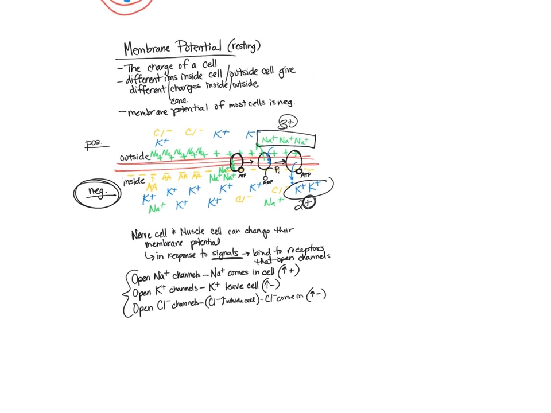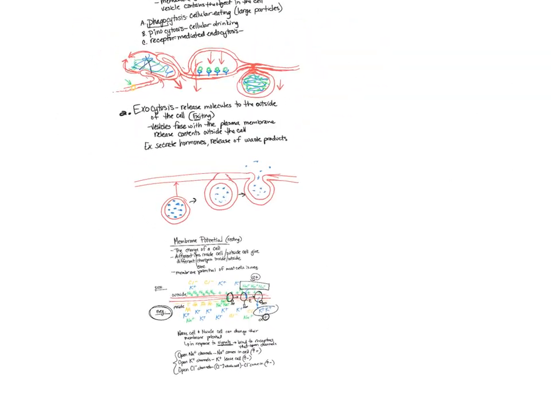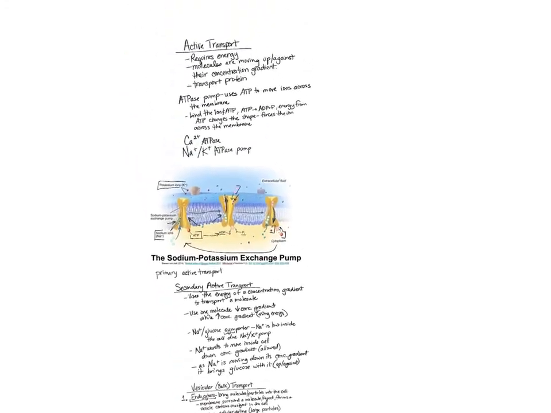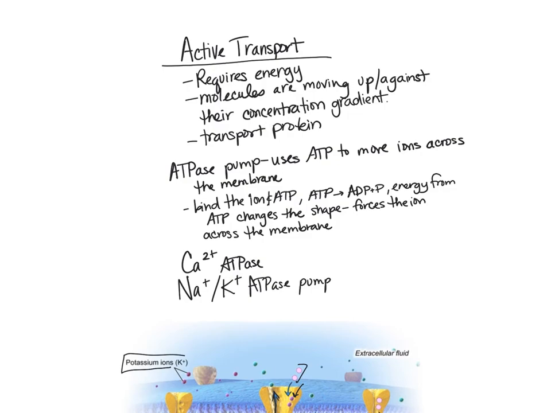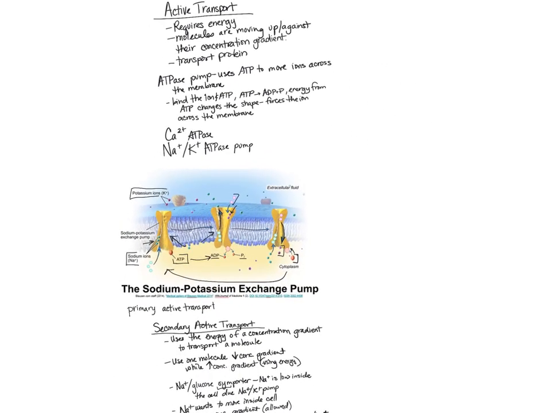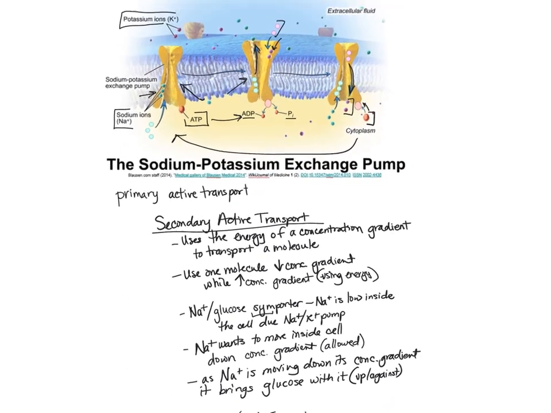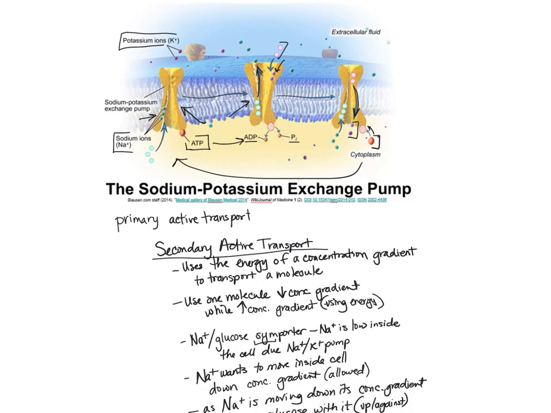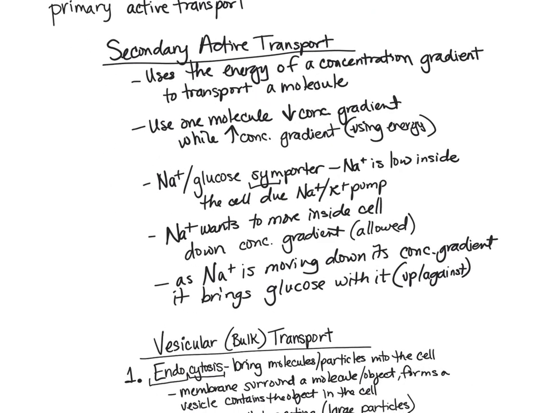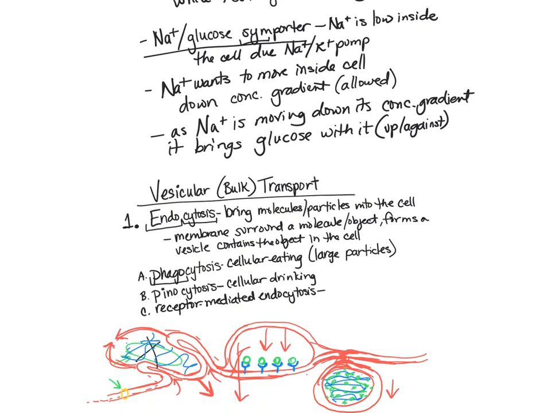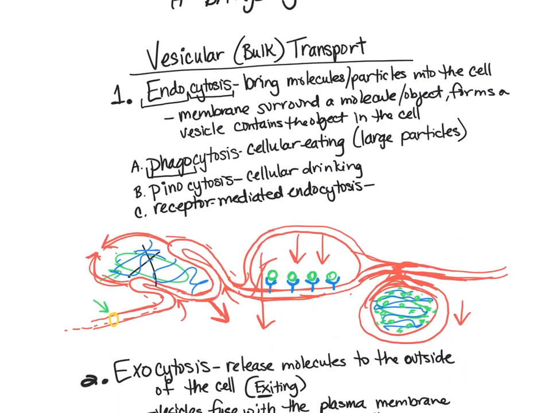So that kind of summarizes our cells section, finished up our transport with our active transport information requiring energy. We talked about the ATPase pump, specifically the sodium-potassium pump, which is a really important one to understand. We also talked about secondary active transport, so talking about the sodium-glucose symporter. And then we talked about our vesicular transport. We talked about endocytosis, bringing something into the cell. We talked about exocytosis, having something leave the cell.